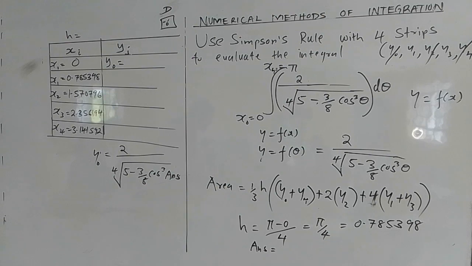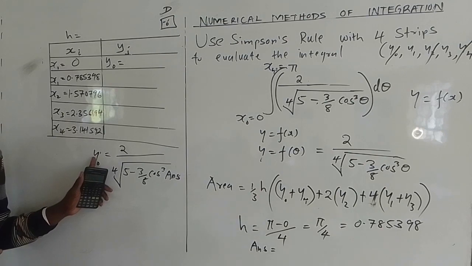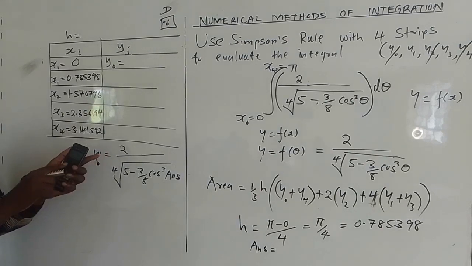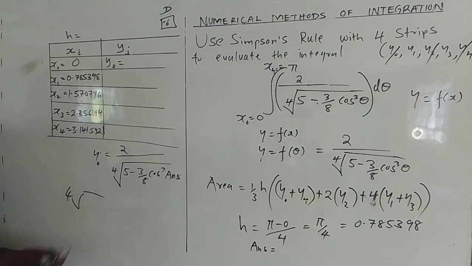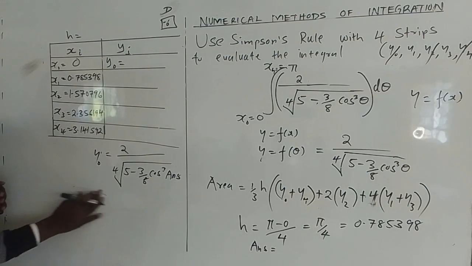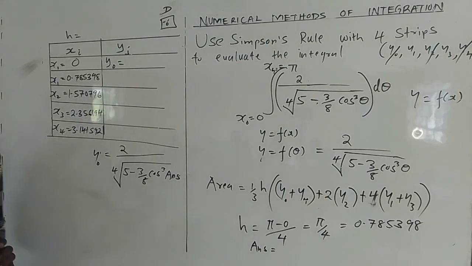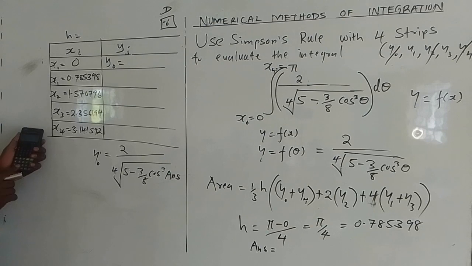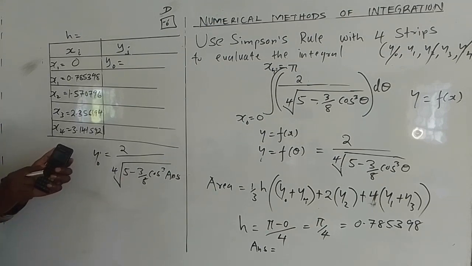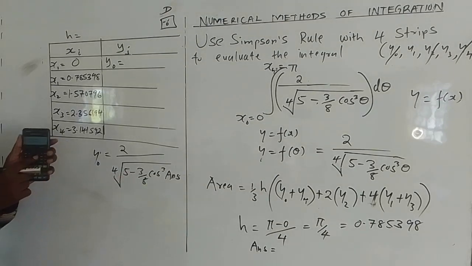Are we together? So what is the first value of x naught? 0. So this is what you do, what she has done here. The first value of x naught is 0. So what do we want? I want y naught, isn't it? You put fraction, it is 2 over what? 4th root. Where do you get this 4th root? You shift, isn't it? Then you put 4th root, not 4 into square root. You key in the 4th root. I saw somebody doing 4 into square root somewhere. You shift, then you put 4th root, then inside it, what do you put? 5 minus 3 over 8, then you move forward, cos is raised to power.